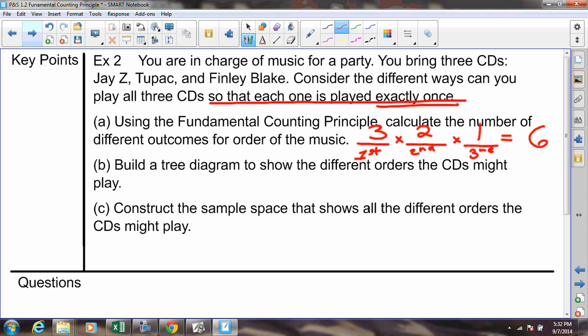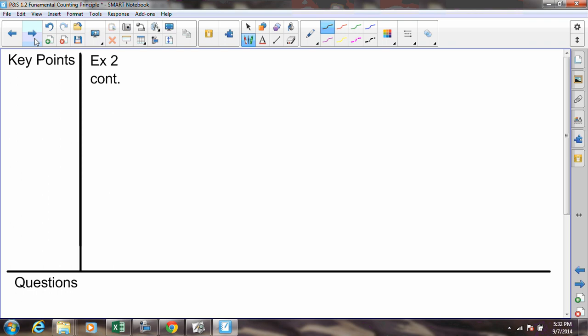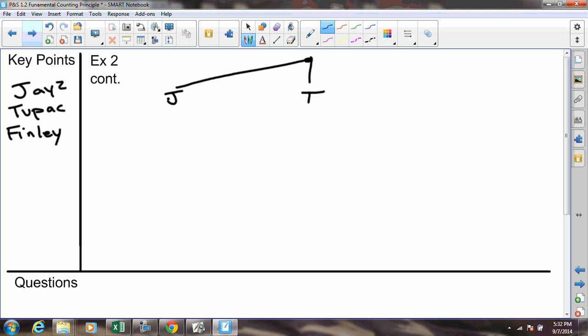Now, we don't have much room on this page, so let's go over to part B on this spare page. Keeping in mind that we have Jay-Z to pick from, we have Tupac to pick from, and we have Finley to pick from. So, here's our choice. First CD, what options are available? Well, we could pick Jay-Z, we could pick Tupac, or we could pick Finley.